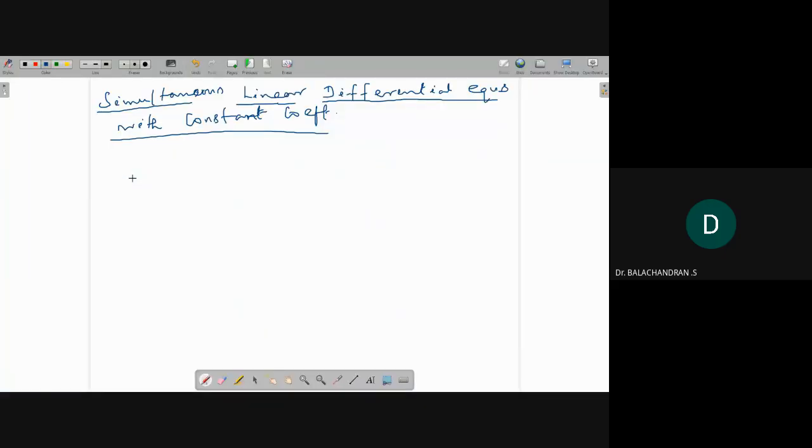Okay. So now you are going to tell how to solve this equation. Solve dx by dt minus y equal to t, dy by dt plus x equal to t square.